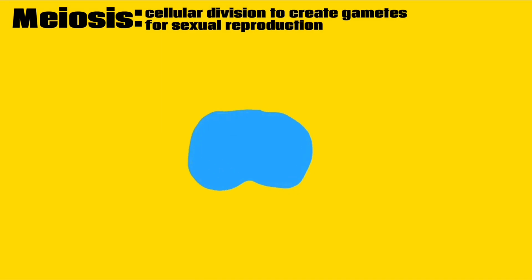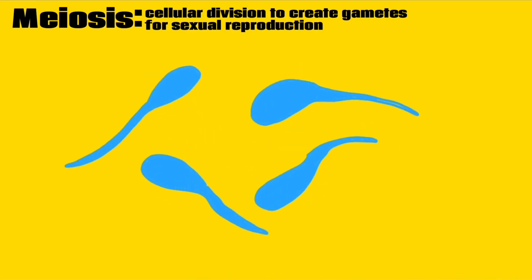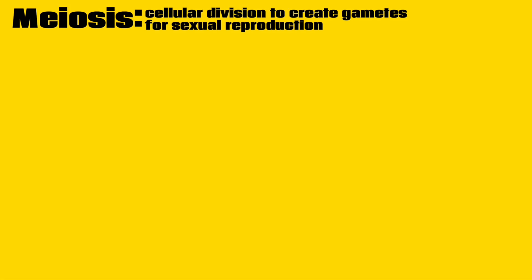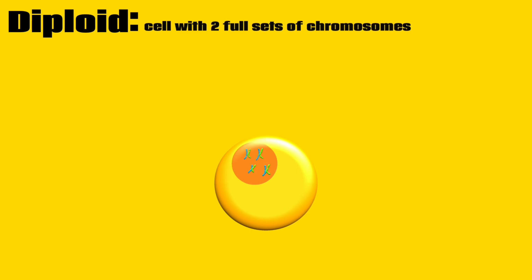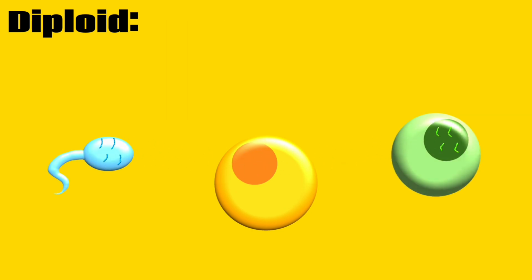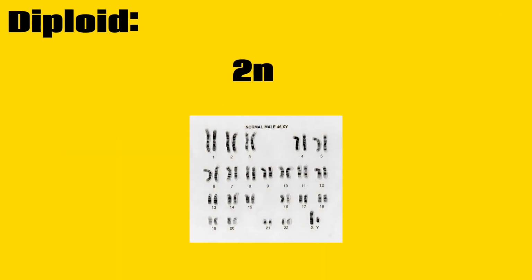So meiosis is a type of cellular division performed to create gametes or sex cells for sexual reproduction. To get a better understanding of the cells involved in meiosis, you need to understand that a diploid cell is a cell with two full sets of chromosomes, one set from each parent. It is represented by 2N. In humans, the total number of chromosomes in these cells is 46, so 2N would equal 46.